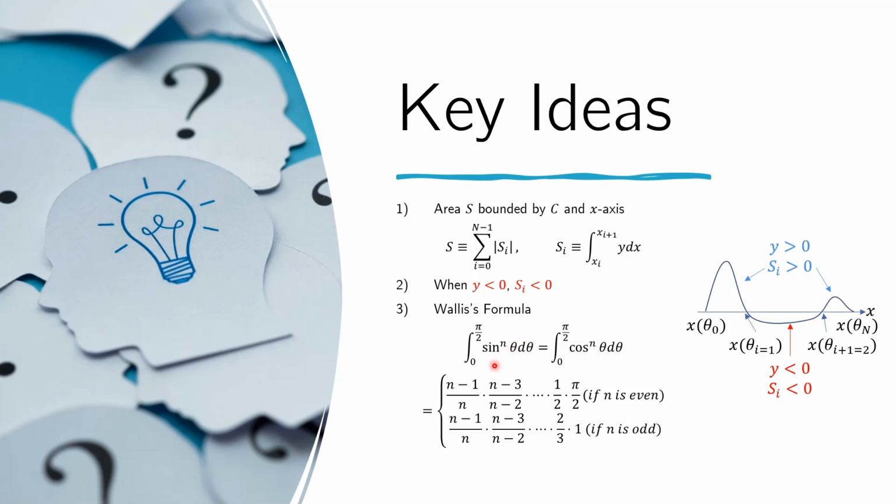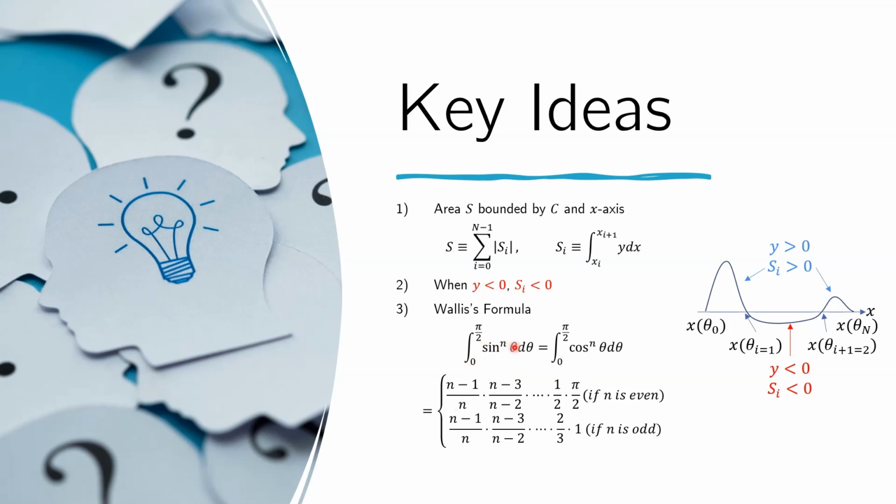So the important parts here are the limits of integration. It should be from 0 to pi over 2. Here it should be 0 to pi over 2. And then the exponents should be the same, n. Now, if you have this, this can be easily evaluated using the following formula.